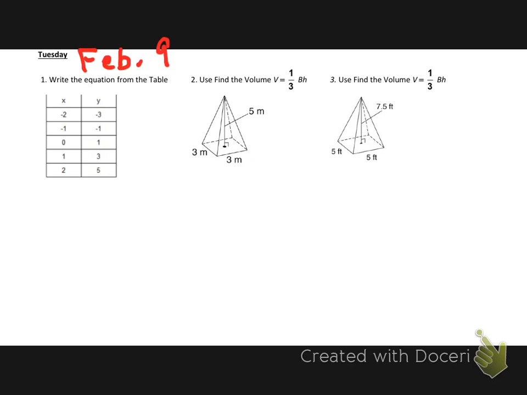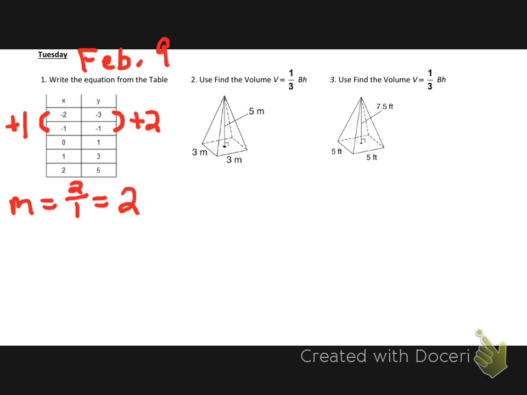The first question here wants us to write an equation from the table. Remember, first we've got to find our slope, the change in the y over the change in the x. When you're going from -3 to 1, you're adding 2. Going from -2 to -1, you're adding 1. Remember that my slope is that change in the y, which is 2, over my change in the x, which is 1, which could also be just written as 2.